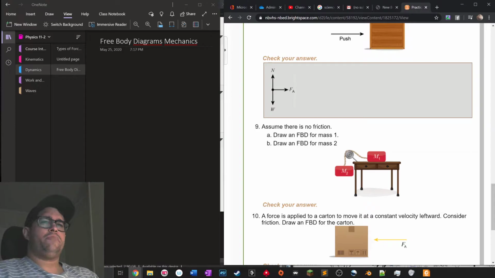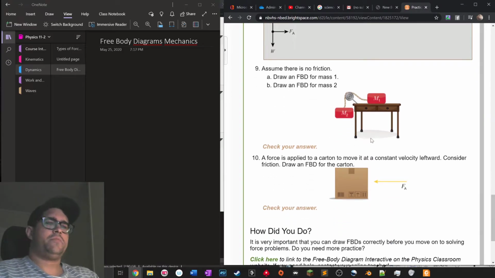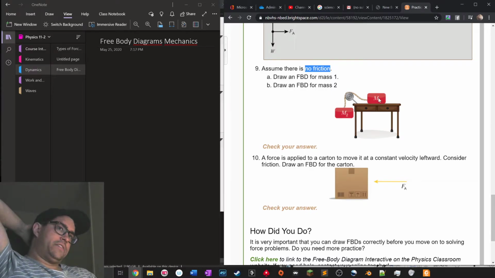Draw an FBD of mass 1. These are the things I want to take my time on a little more. Draw an FBD of mass 1. So mass 1, there's no friction. Mass 1 has weight and normal. Normal would be used for friction calculation, but there's no friction.